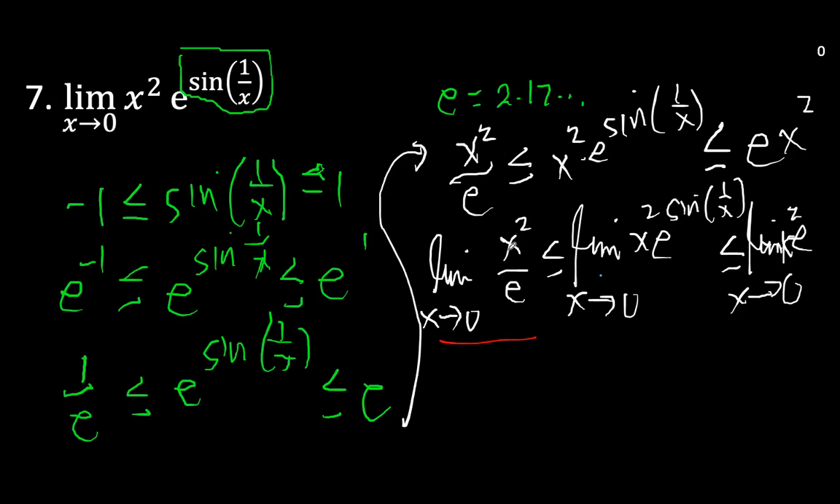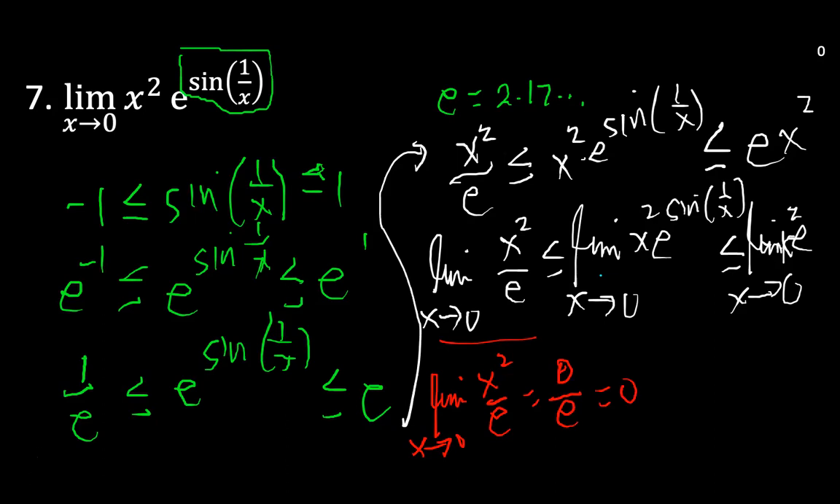Let's take the limit one at a time. So x squared over e as x approaches 0. What is the limit of x squared as x approaches 0? That's 0, and 0 over e is equal to 0. So therefore, the value here is 0.